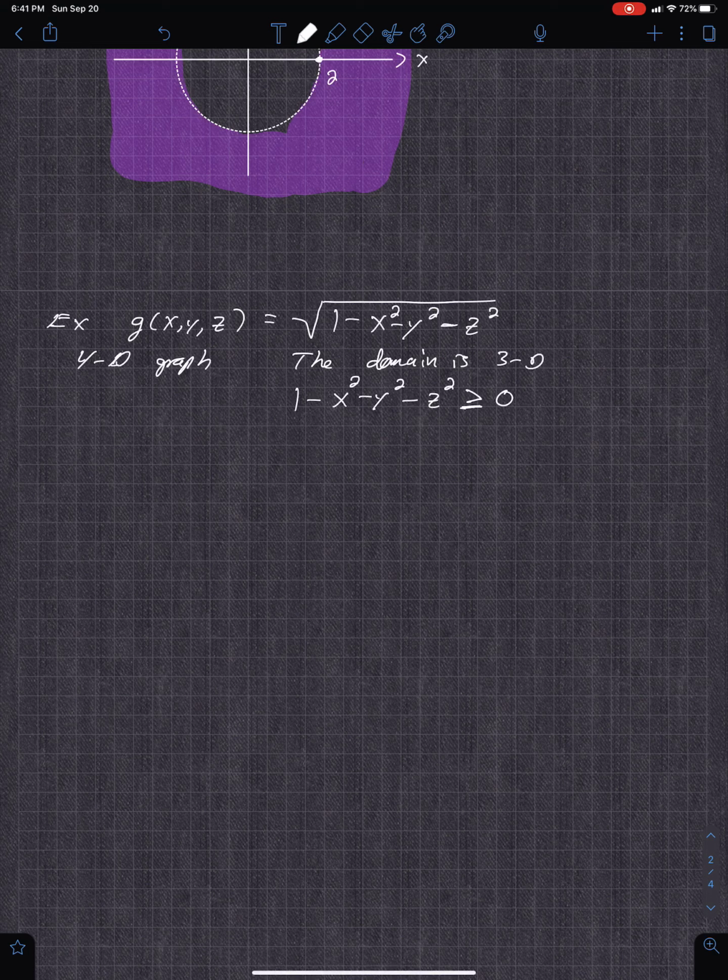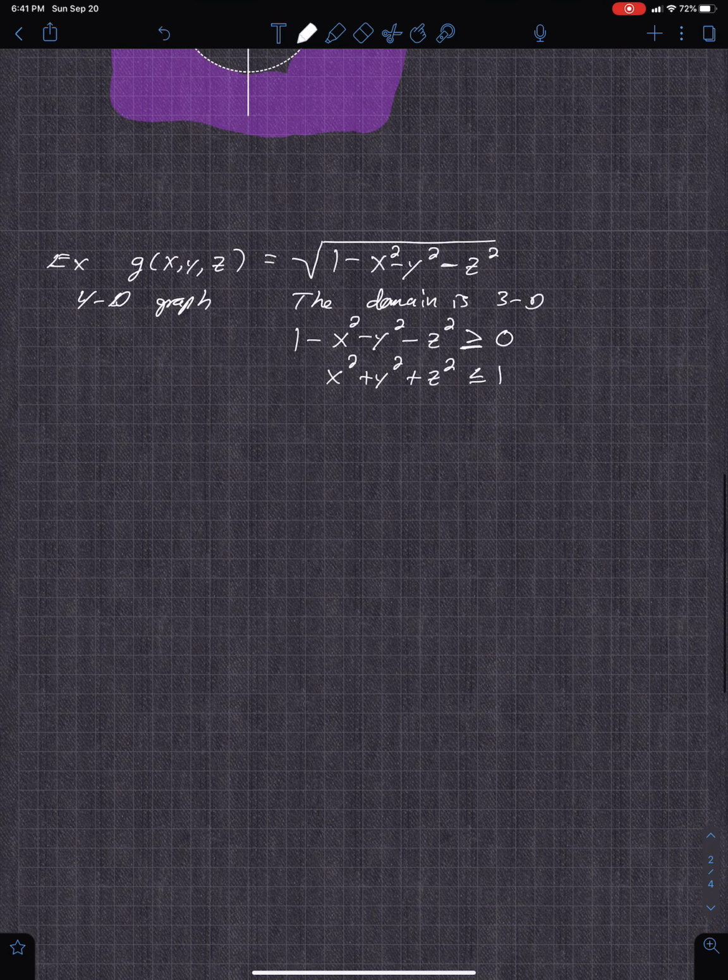And then when you simplify that, you get x squared plus y squared plus z squared would be, so I add it and then flip it, less than or equal to 1. So what's that going to be? That's basically a sphere of radius 1 is what that is. So a sphere of radius 1 looks something like that.